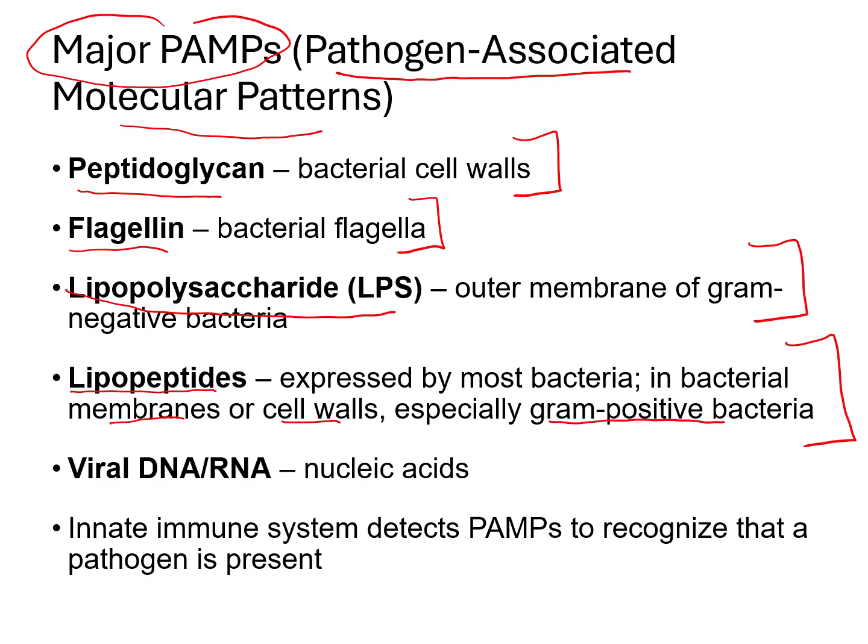And viral DNA or RNA, and those are nucleic acids that are usually not methylated, as opposed to our molecules, which will have methyl groups or other associated proteins that we can tell apart from viral DNA versus RNA. So the detection of these pathogen-associated molecular patterns or PAMPs tells the immune system that a microbe is present.